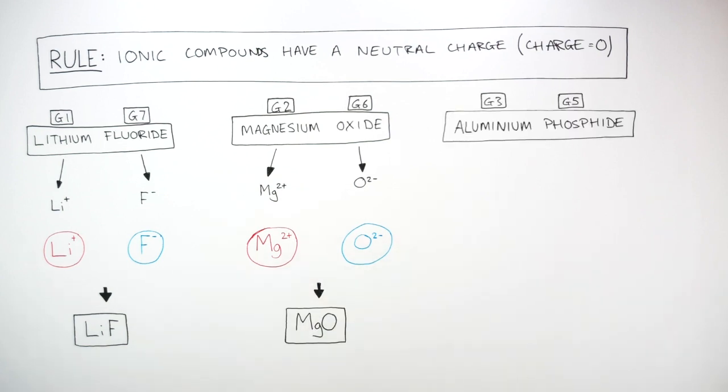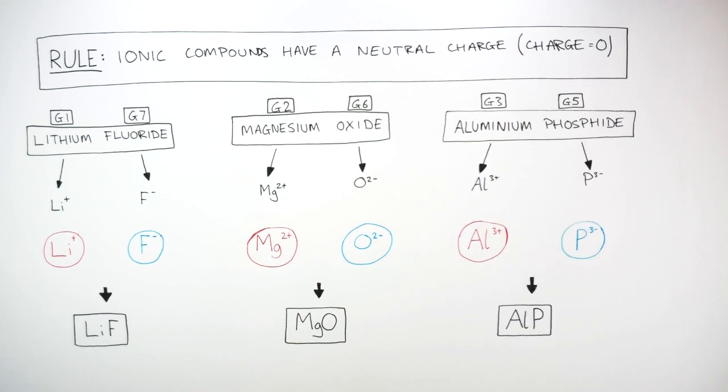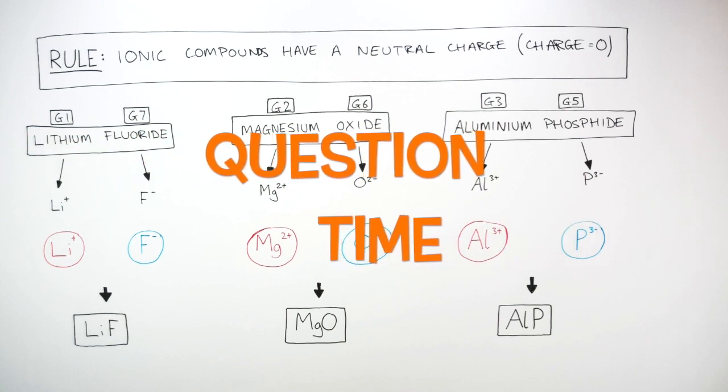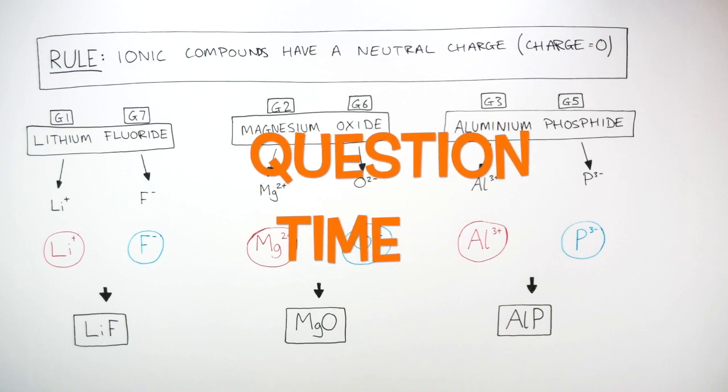Pause the video to figure out what is the chemical formula of aluminium phosphide when we know aluminium is in group 3 and phosphorus is in group 5. The answers will follow. Pause the video to check your answers and make any corrections to your mistakes. It's question time. Attempt these questions to check your understanding.